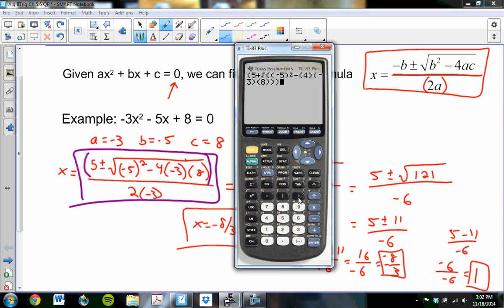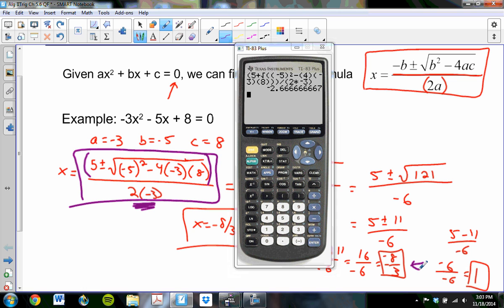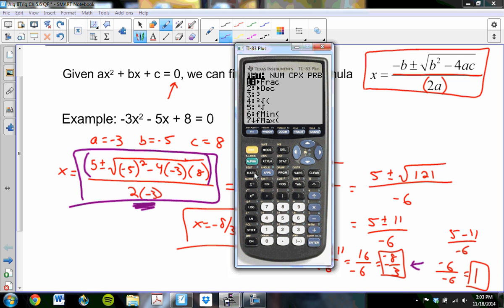Let me check to make sure that's right. I have 1, 2, 3, 4, 5, 6 open parentheses. So I need to have 1, 2, 3, 4, 5, 6 closed parentheses. And I divide that by in parentheses. This negative 6 is also going to be in parentheses, that matters. So I get this, negative 2.66666, which is what this right here was. If you wanted to make that a fraction, you of course could. Math arrow frac, and there's negative 8/3.